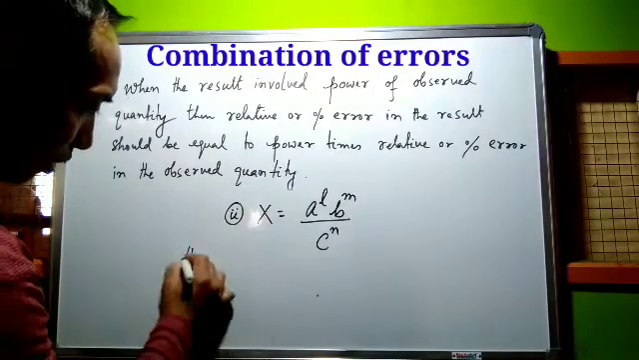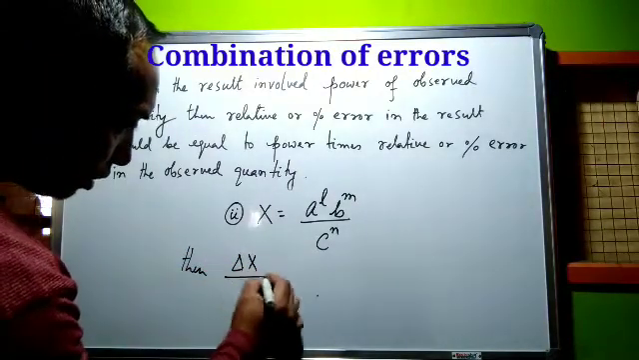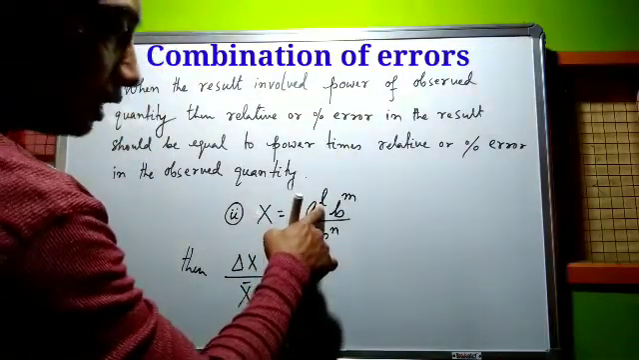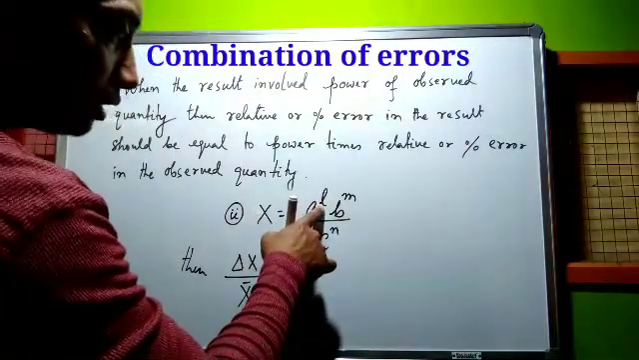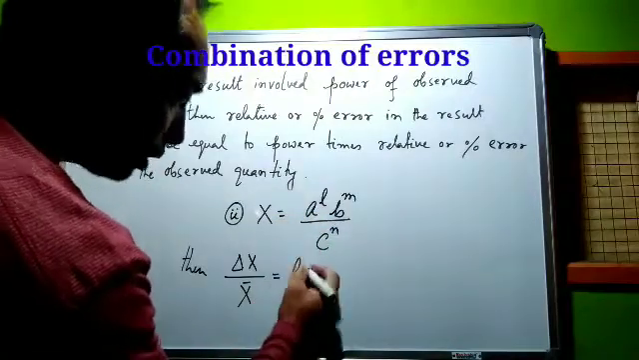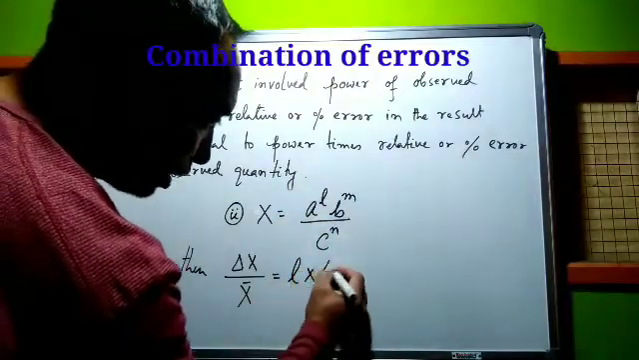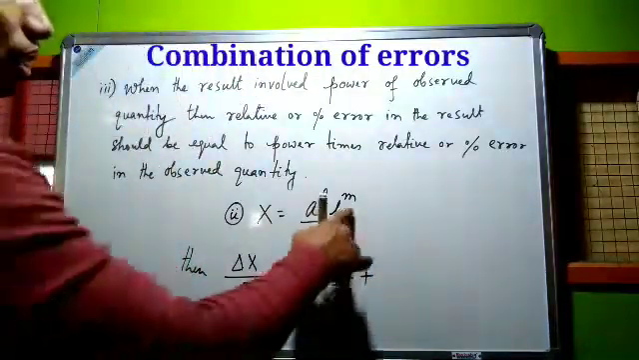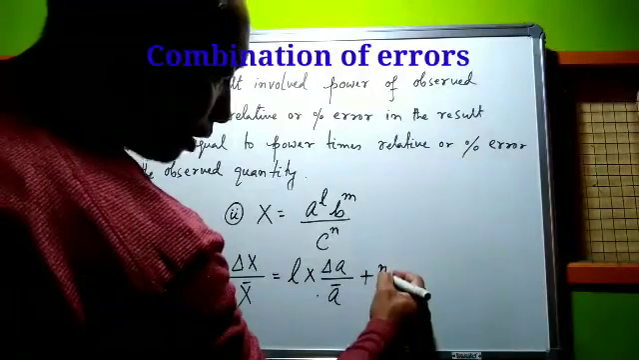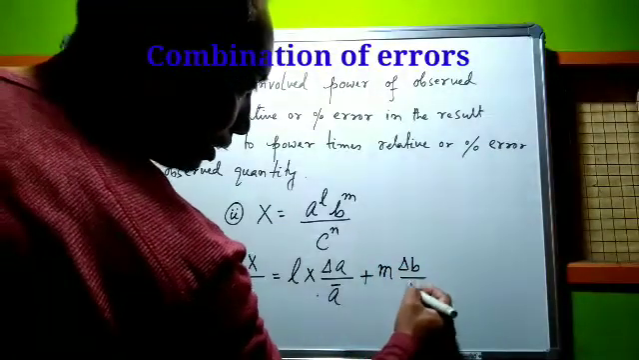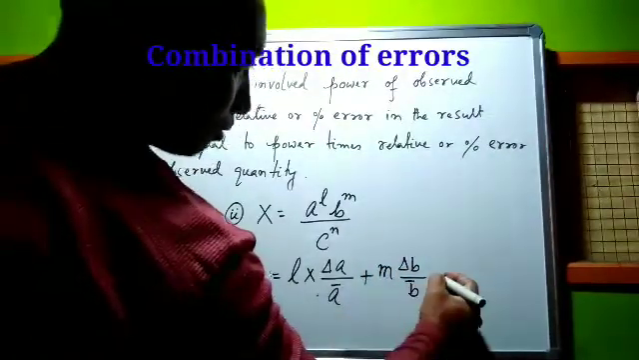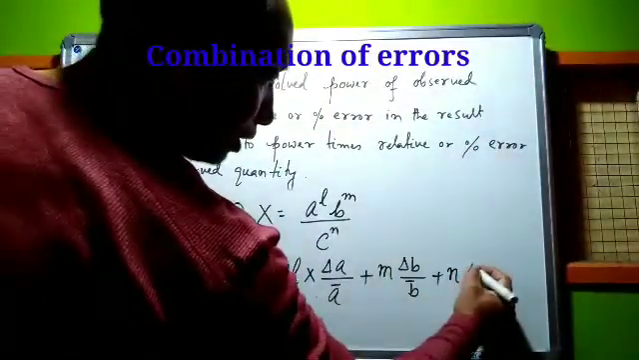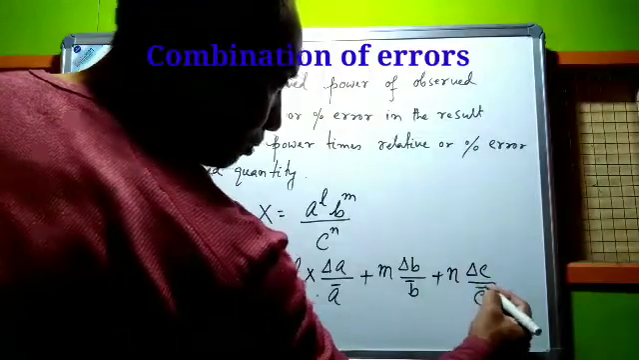Then the relative error in X should be equal to l times the relative error in a, that is l delta A by A bar, plus m times the relative error in b, that is m delta B by B bar, plus n times the relative error in c, that is n delta C by C bar.